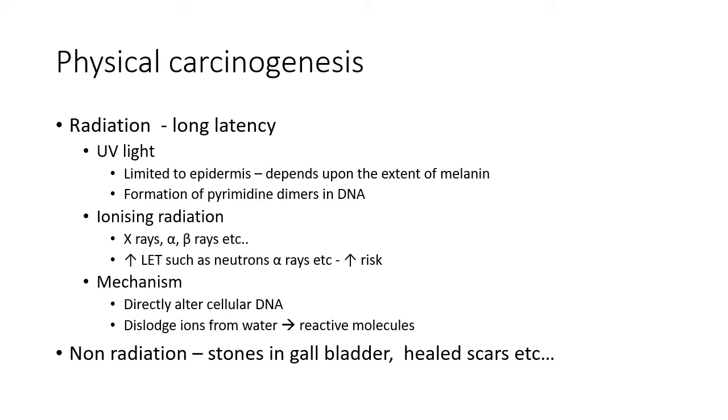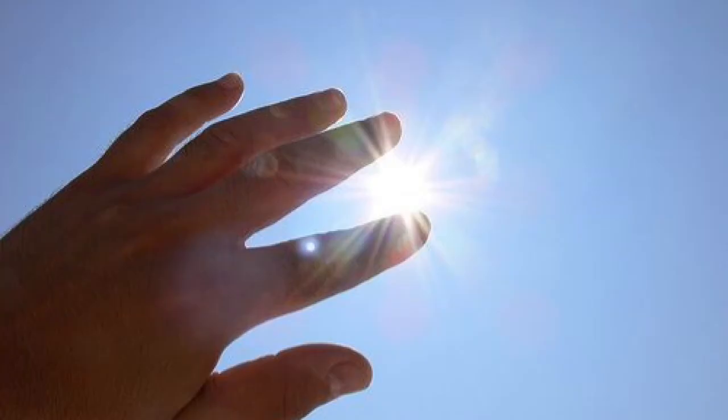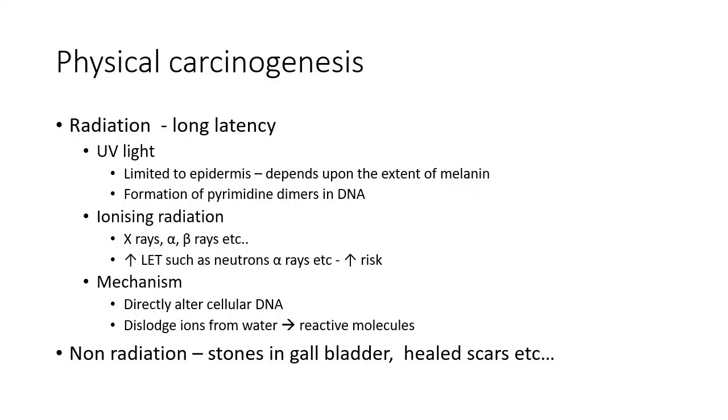Coming to ultraviolet light, the major source is sunlight, and others include UV lamps, welder's arcs, etc. But the point here is UV light can penetrate the body for only a few millimeters. It penetrates only up to the skin level. So its effect is limited to the epidermis, and also its effect is dependent upon the presence and amount of melanin.